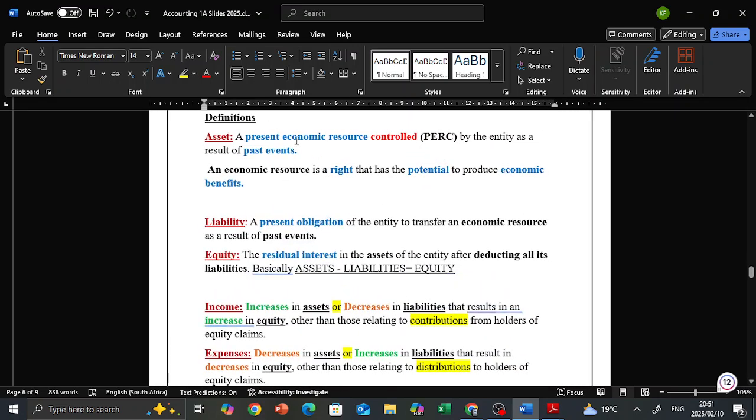Is it better? Lovely. Okay, so an economic resource is a right that has the potential to produce economic benefits. Guys, this definition goes hand in hand. When you list the definition of an asset, ensure you include what an economic resource is. Then a liability is a present obligation of the entity to transfer an economic resource, once again, as a result of past events. Okay? Then equity, which was mentioned, is the residual interest in the assets of an entity after deducting all of its liabilities.